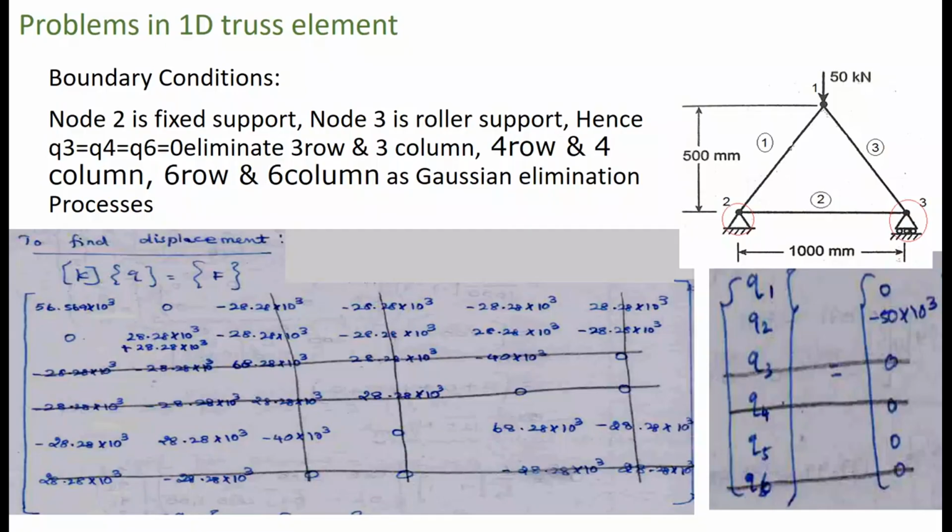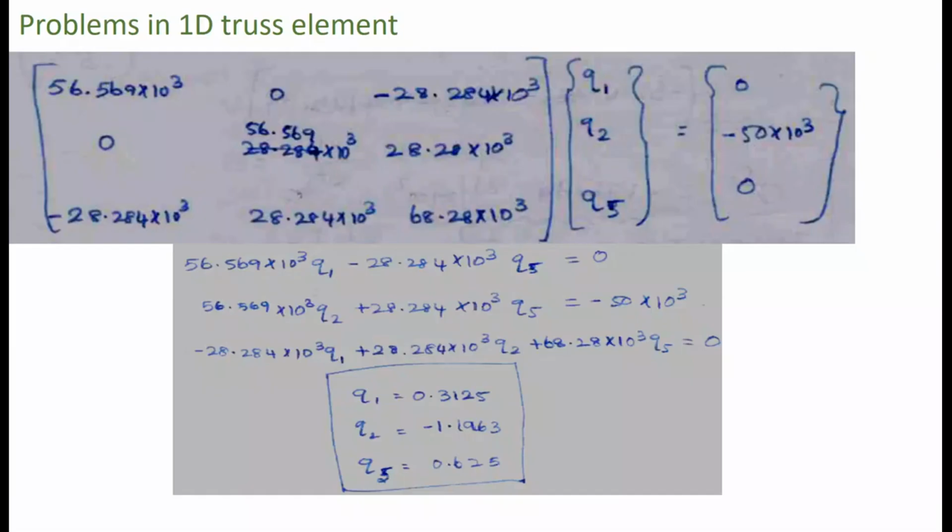So applying these boundary conditions based on the zero displacements, the rows and columns for the constrained degrees of freedom will be negligible. So the final values we will get are 56.569 × 10^3, 0, minus 28.284 × 10^3; 0, 56.569 × 10^3, 28.28 × 10^3; and minus 28.284 × 10^3, 28.284 × 10^3, 68.28 × 10^3.